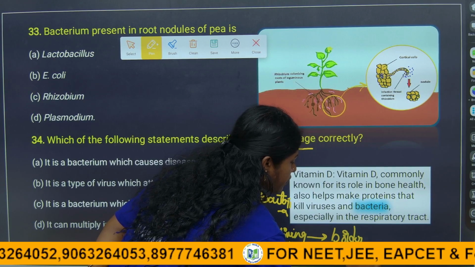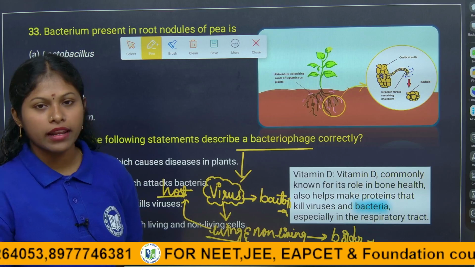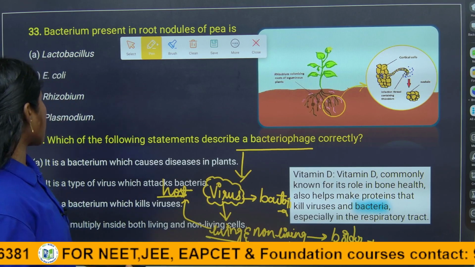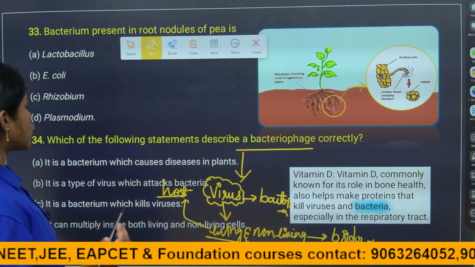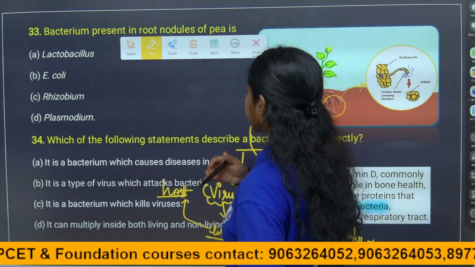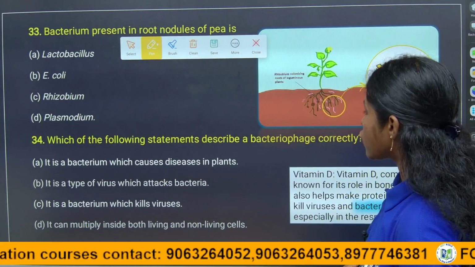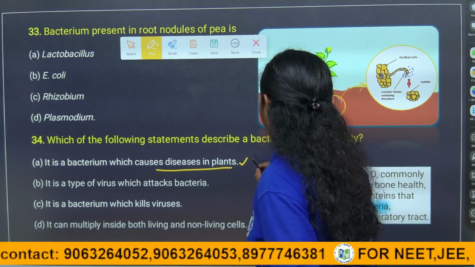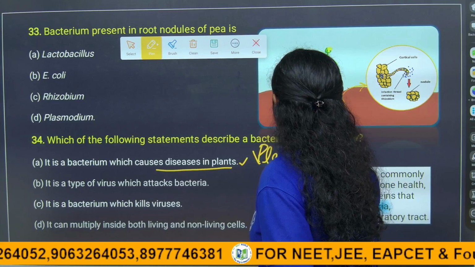So that is why we consider a virus as borderline between living and non-living. Now here is the question: which of the following statements describes the bacteriophage correctly? They are asking for the correct statement. So see, the first option says it is a bacterium which causes disease in plants. Of course, viruses cause disease in plants also, and in animals also.